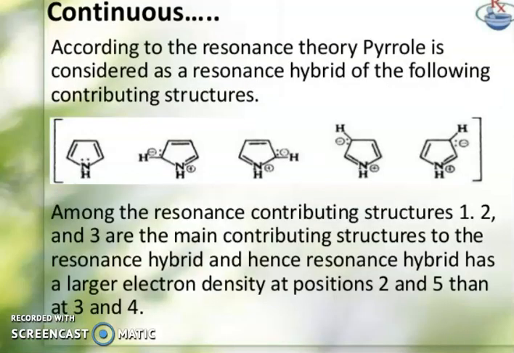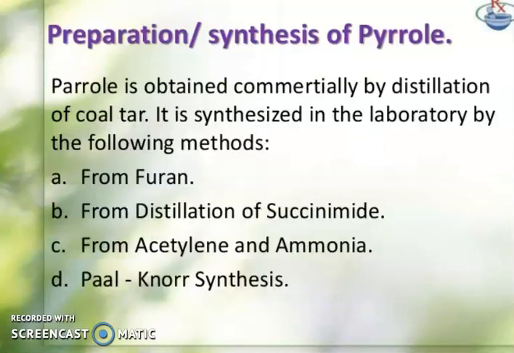Now, according to the resonance theory, pyrrole is considered as a resonance hybrid of the following contributing structures. You can see here positive charge on nitrogen, and negative charge delocalized over the ring. Among the resonance contributing structures, 1, 2, 3 are the main contributing structures to the resonance hybrid, and hence the resonance hybrid has a larger electron density at positions 2 and 5 than 3 and 4.